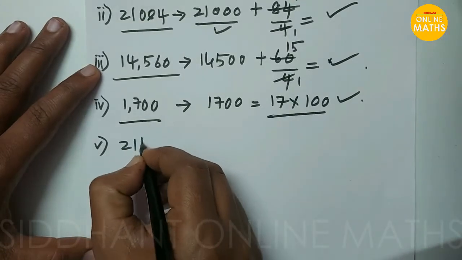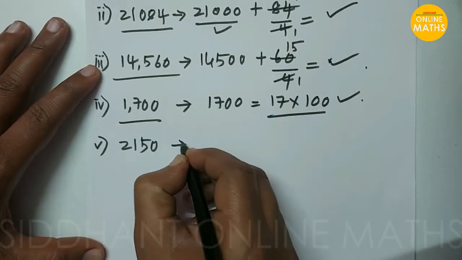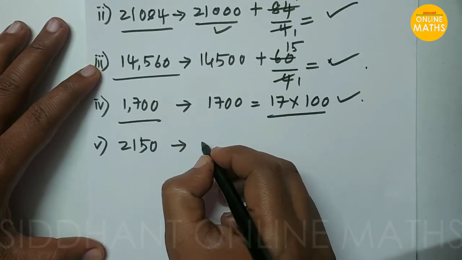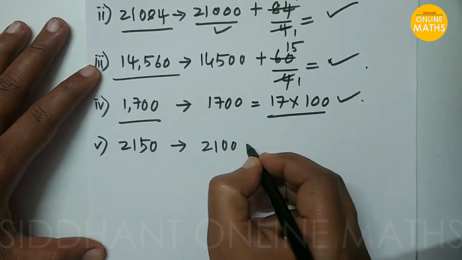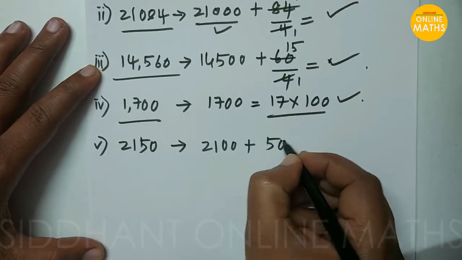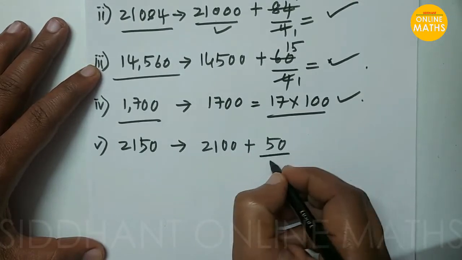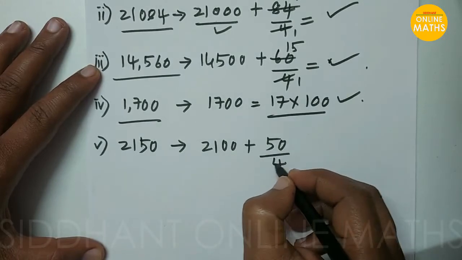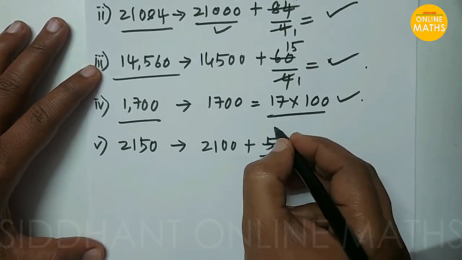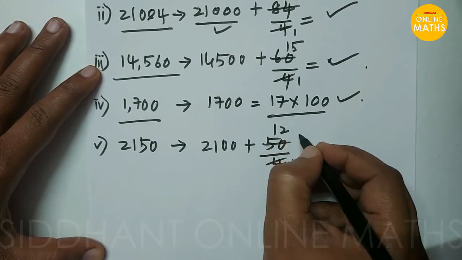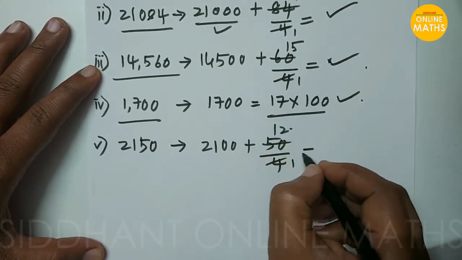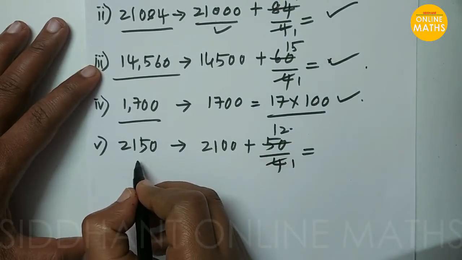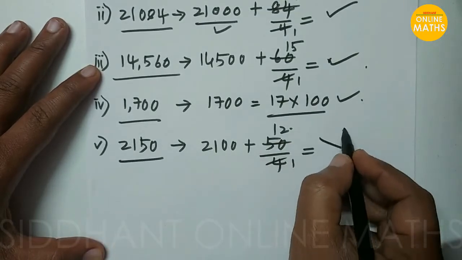Next, 2150. This can be written as 2100 plus 50, and we are going to check whether this 50 is divisible by 4. So 4 1s are 4, and it goes 12 and we are getting a decimal point. So we can say that it is not divisible by 4. Then this whole number is not divisible by 4.